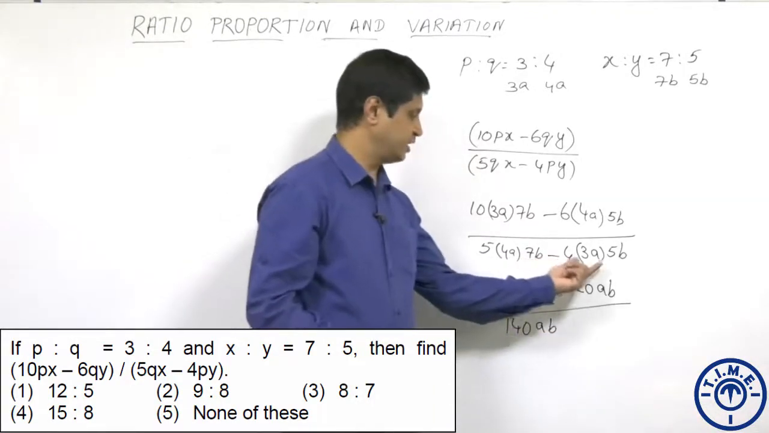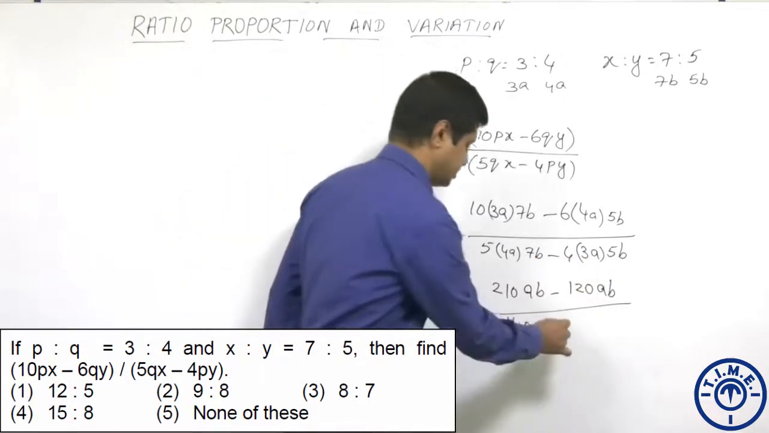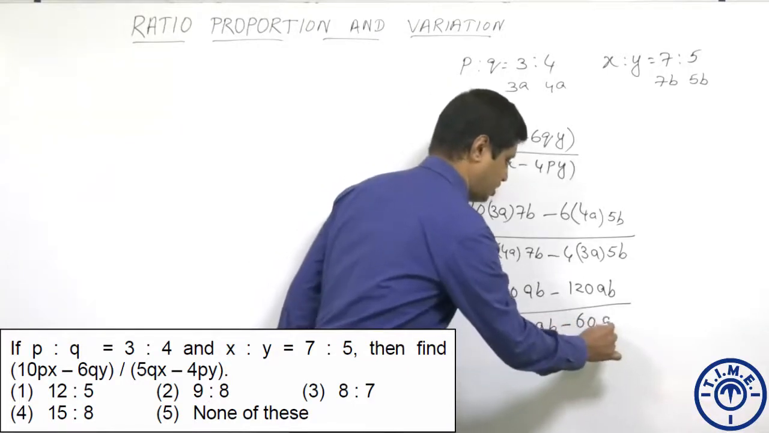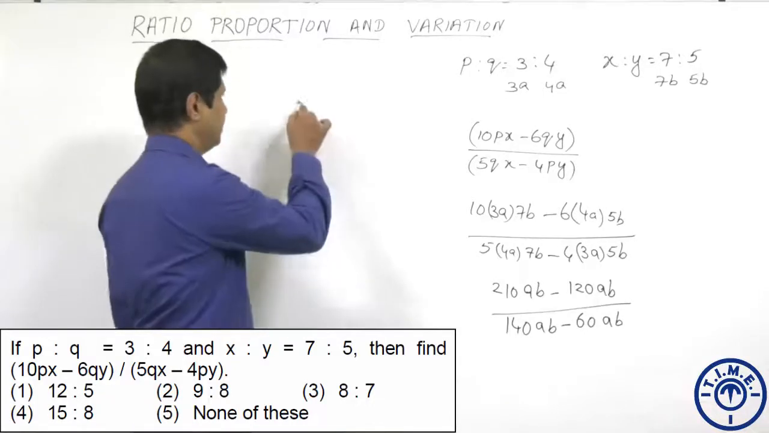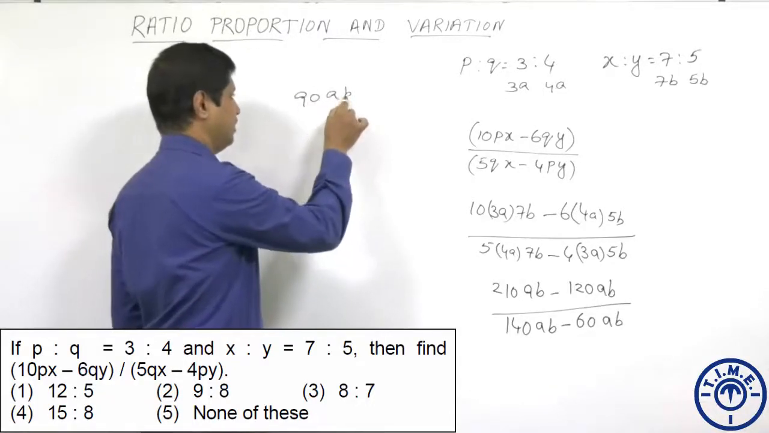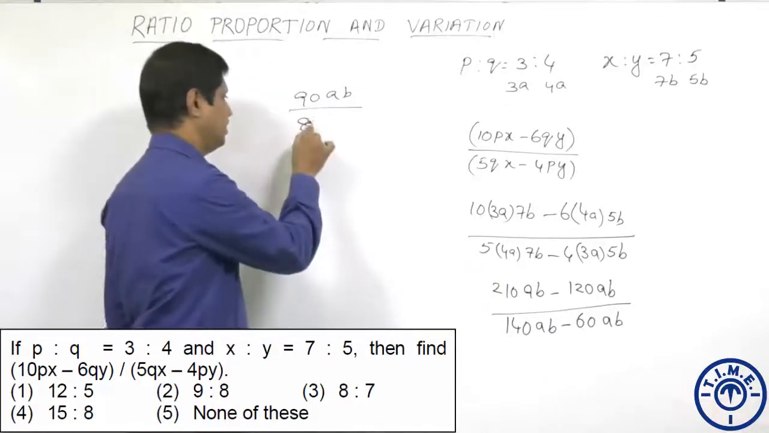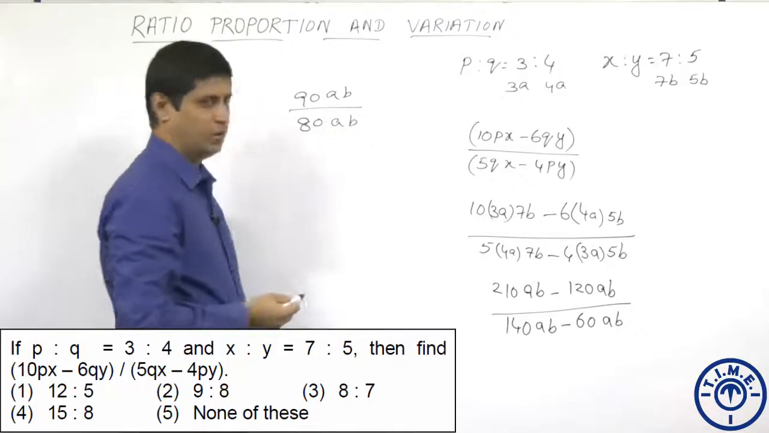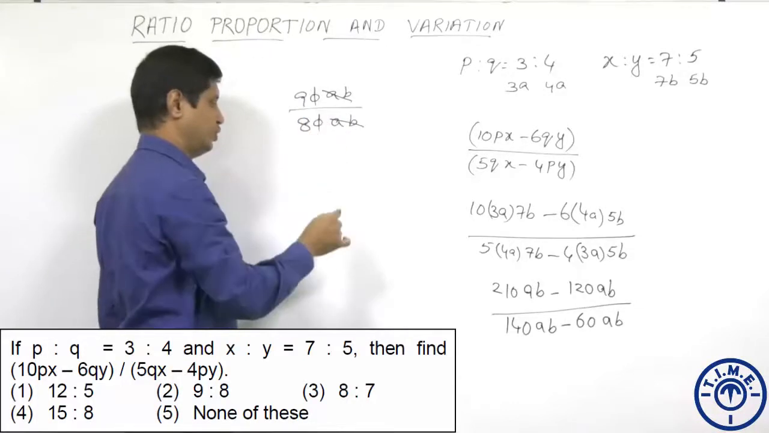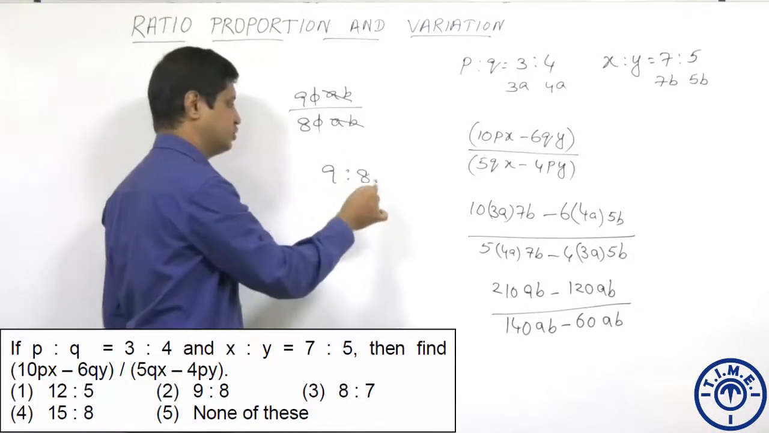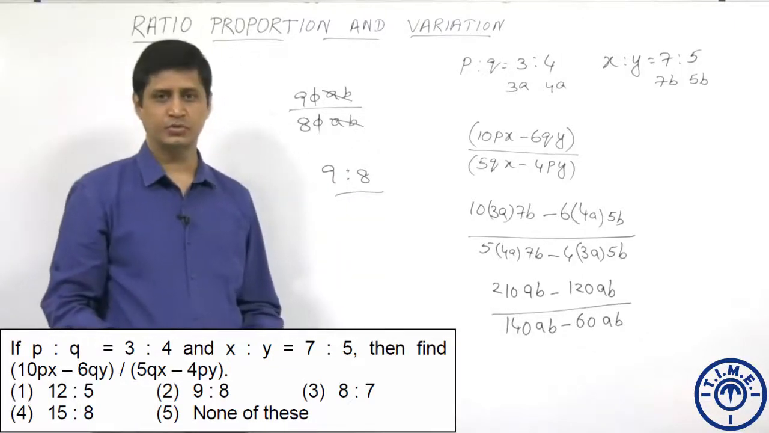Then what is the next part here? 4 into 5, 20, 20 into 3, it is 60 AB. Now 210 minus 120, it is 90 AB. Now 140 minus 60, it is 80 AB. Now on solving this, we can cancel AB directly and 0 to 0. What is the result? 9 is to 8. 9 is to 8 is the result, means the right choice for this question is option 2.